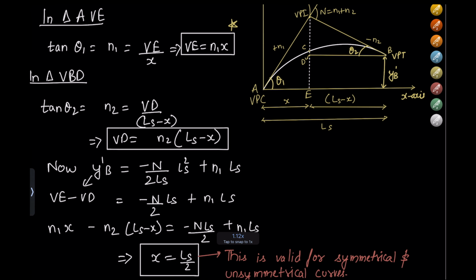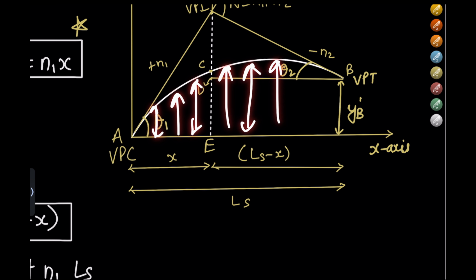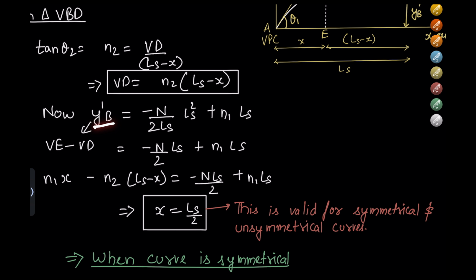So now if we look at this, we can say that the RL of this point B would be y dash B, as the x is increasing from this point, y is also increasing. At x is equal to LS, y is equal to y dash B, we'll assume. So we'll calculate the value of y dash B. The value of A and B constant would be same. It would be minus n upon 2ls and n1 for B.